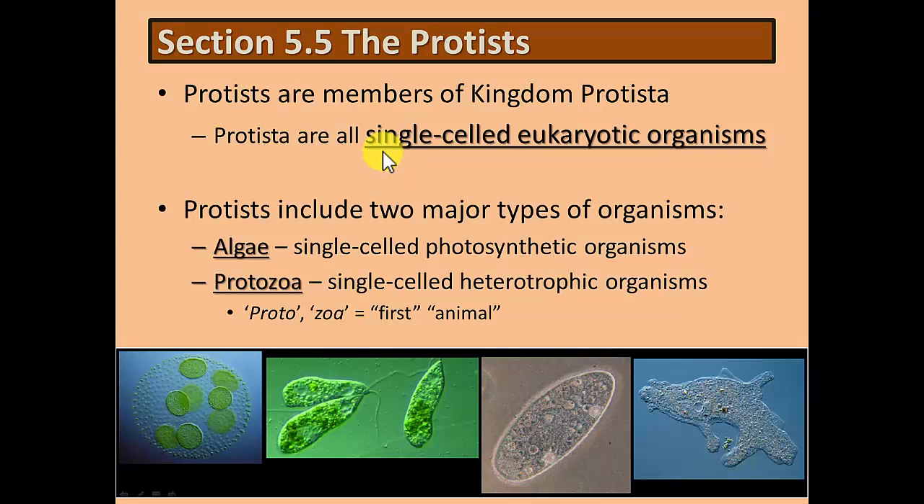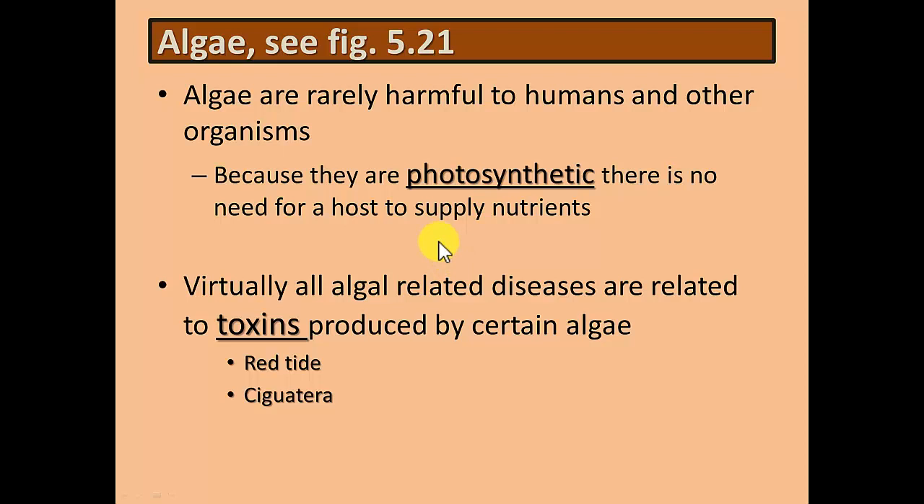Okay, next we're going to take a look at the protists. If you remember, protists are the single-celled eukaryotic organisms, and they include the algae and the protozoa. So that's kind of a review from chapter one. Now, algae, if you remember, I analogized to little plants.